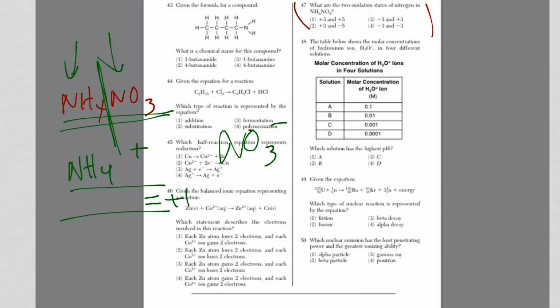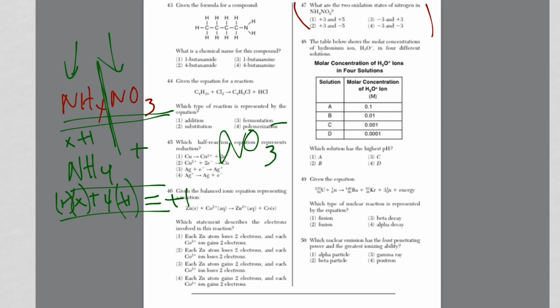I have 1 nitrogen in NH4. I do not know what the oxidation number is, so that's my X. Plus, I have 4 hydrogens, and each one of these hydrogens would be sharing an electron with nitrogen, but not equally. That would make the oxidation number for each of these 4 hydrogens +1. So it's going to be 4 times +1.